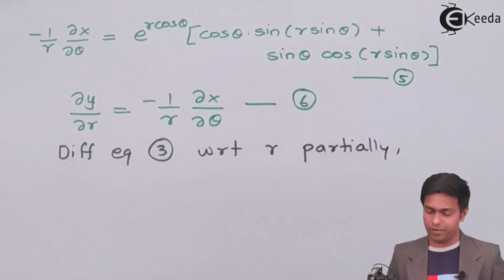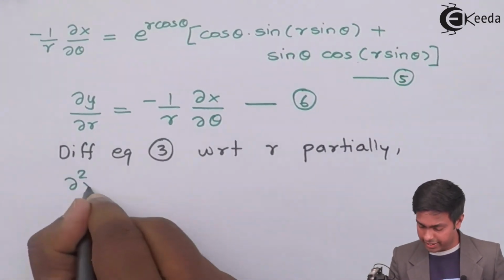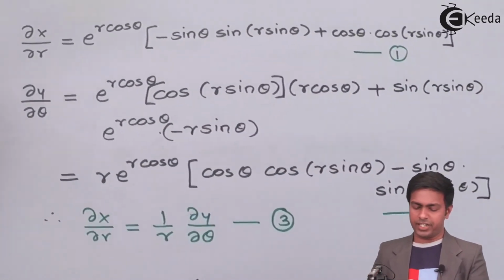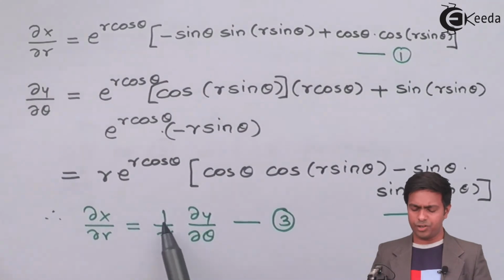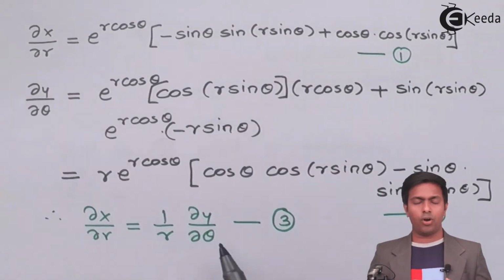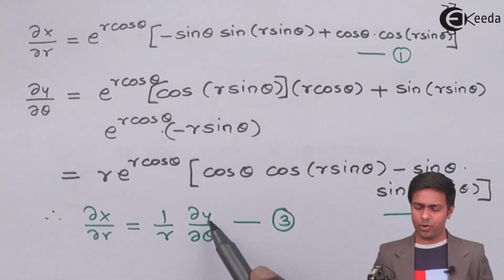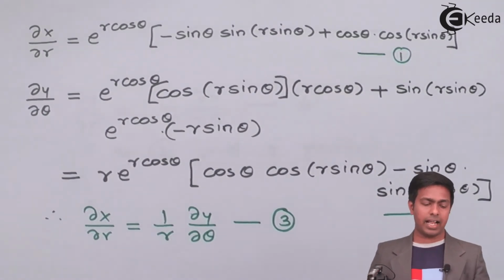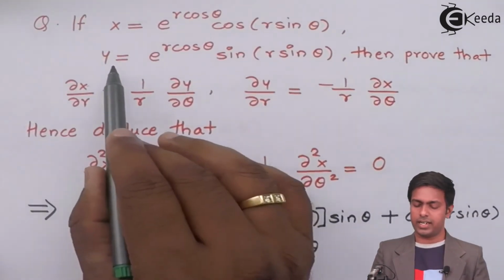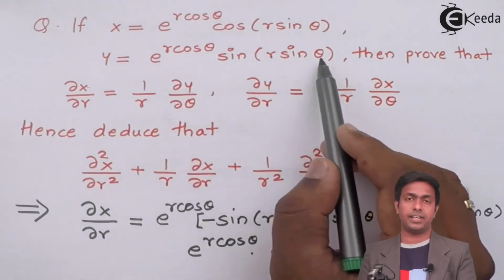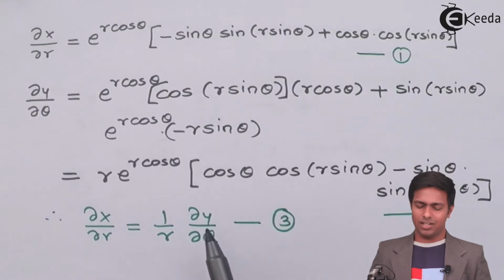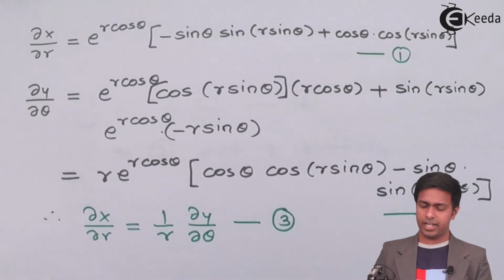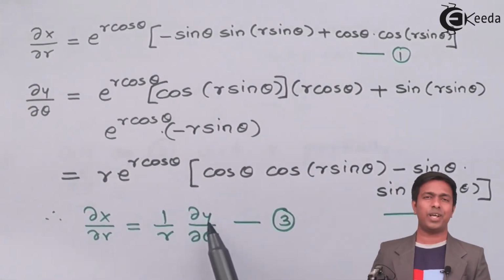By doing this, we will get del square x by del r square equal to. Now guys, if we differentiate this right hand side with respect to r, the first term already contains r, but also the second term has r, because it's the value of del y by del theta. It is given in the question that y is a function of r and theta. So it means y also contains r. Since I want to differentiate with respect to r, we are sure that r is present in del y by del theta.